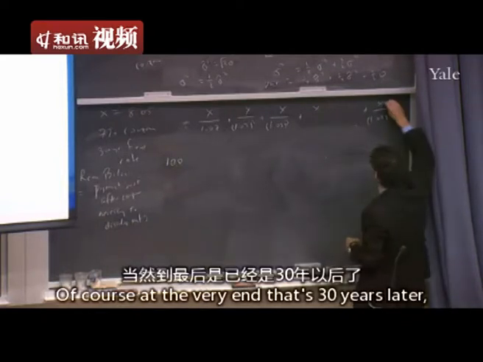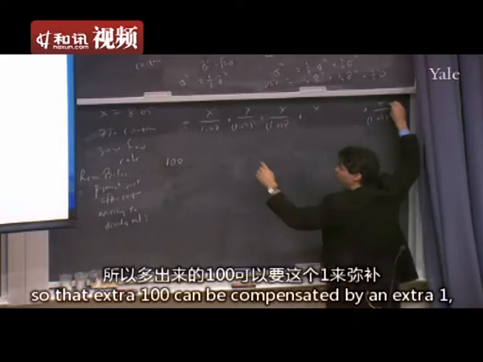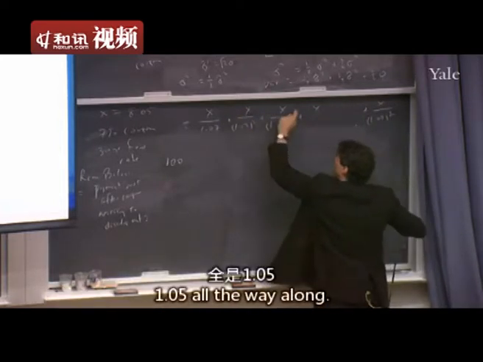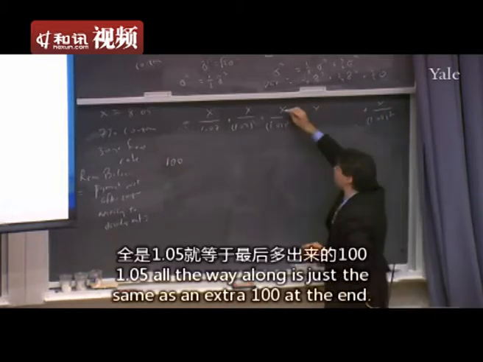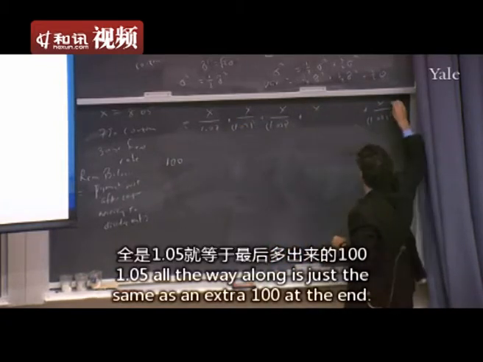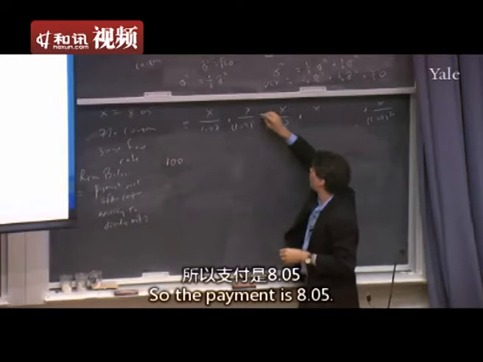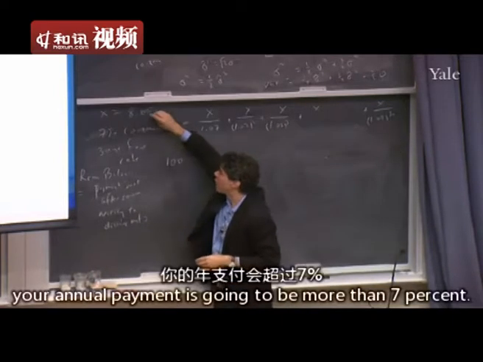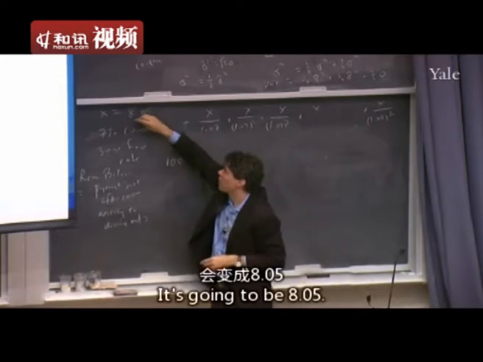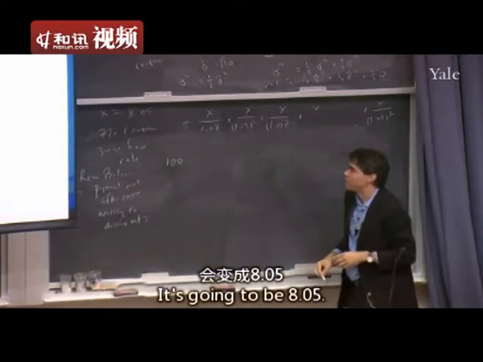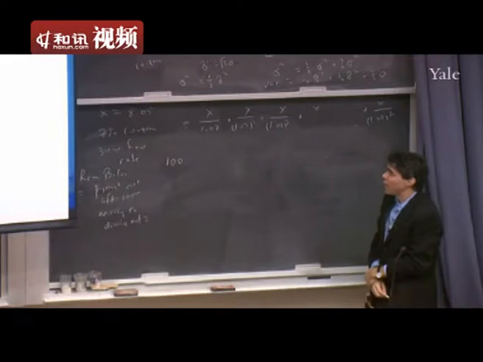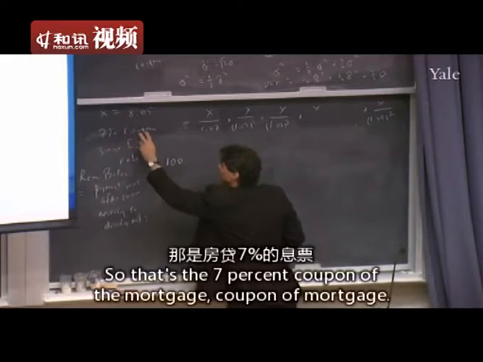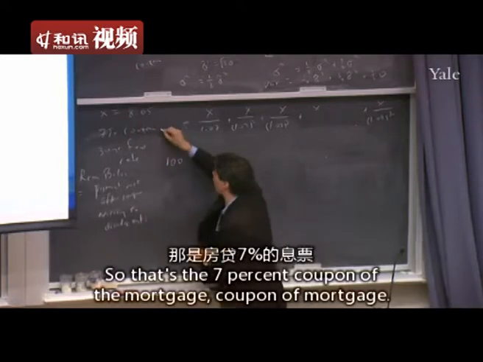At the very end, that's 30 years later, so that extra 100 can be compensated by an extra 1.05 all the way along. An extra 1.05 all the way along is just the same as an extra 100 at the end. So the payment is 8.05. If you're paying a 7% mortgage, your annual payment is going to be more than 7. It's going to be 8.05. That's the 7% coupon of the mortgage.